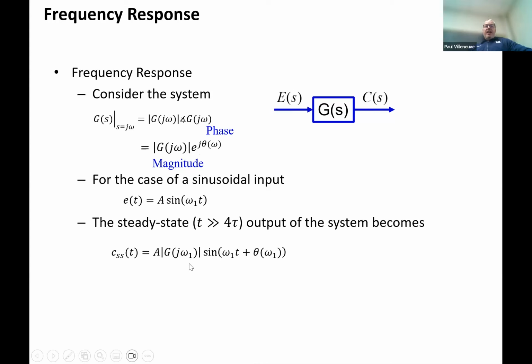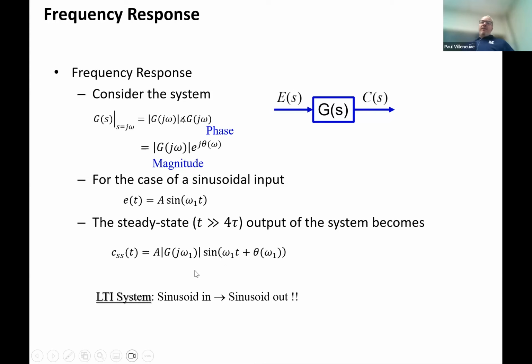But our steady state output is really going to be a sinusoidal waveform with an amplitude and a phase shift as shown from the transfer function. We're also going to have an amplitude impact because our input is not necessarily a unit sine wave, but has an amplitude as well. The other thing, which is kind of interesting, is you notice the frequency of the input is omega 1. Look at the output. The output frequency is exactly the same.